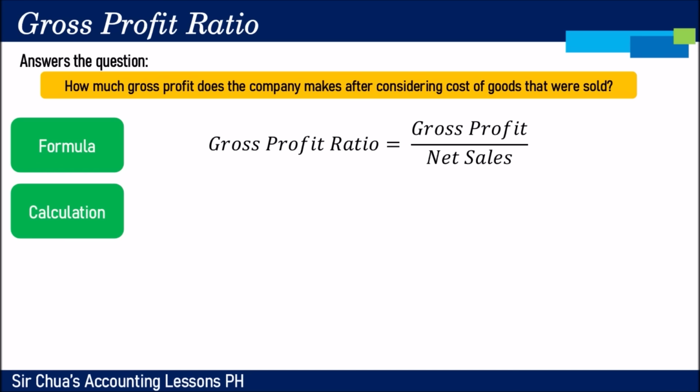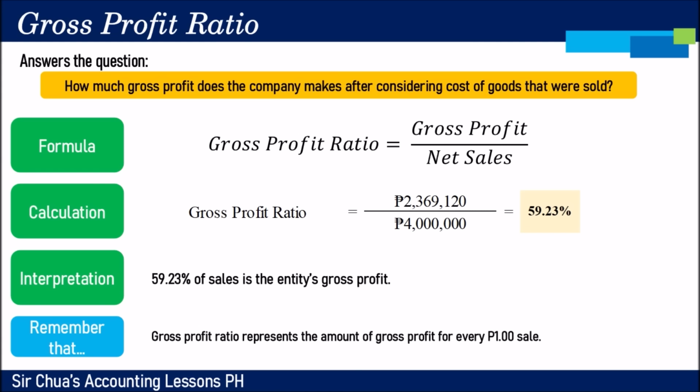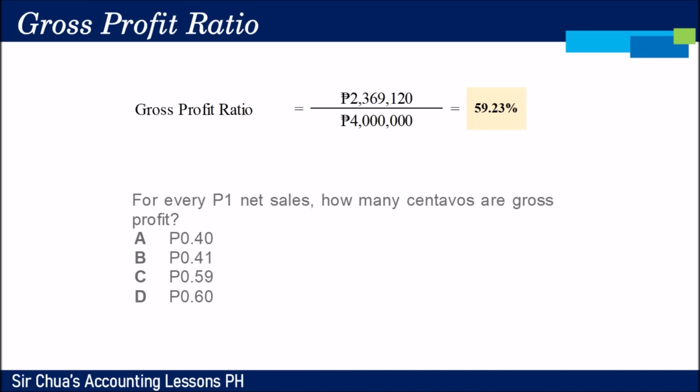So for 2020, it's 59.23%, okay? 59.23% of sales yung ating tubo. Okay? Remember that gross profit ratio represents the amount of gross profit for every 1 peso sale. Ngayon, nabanggit sa inyo yung 1 peso sale. Try nga natin sagutan to. For every 1 peso net sales, how many centavos are gross profit? Okay? So, kung 59.23%, you just multiply 59.23% by 1, lalabas po si 59 centavos.